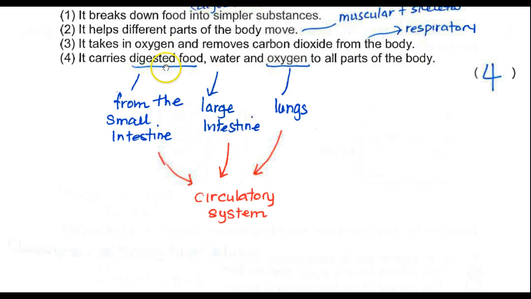Now, where does it get the digested food? From the small intestine. The small intestine absorbs the food and sends it into the circulatory system. For water, the large intestine absorbs water and some mineral salts, and sends it into the system again, right? The circulatory system consists of the heart and the blood vessels. Same for oxygen: oxygen goes to the lungs and goes into the blood system.